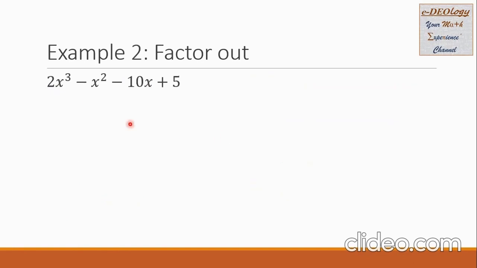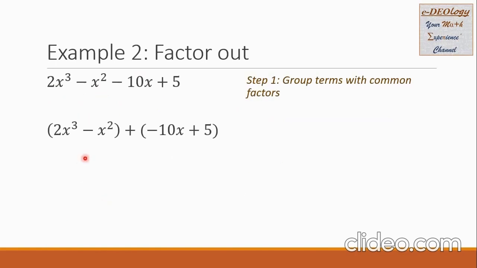Let us have example 2. 2x cubed minus x squared minus 10x plus 5. Step 1. Group terms with common factors. So I'm going to group the first two terms and group the last two terms. But you see here, our third term is negative. So while putting the grouping symbol, I should write here the plus and then put the last two terms in the grouping symbol.